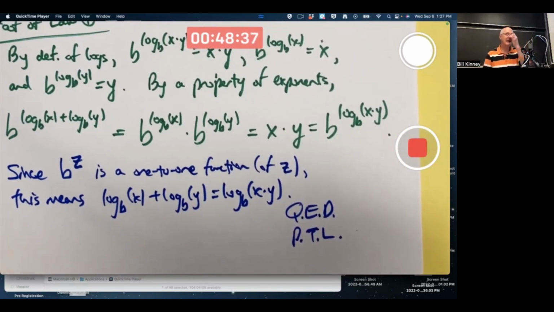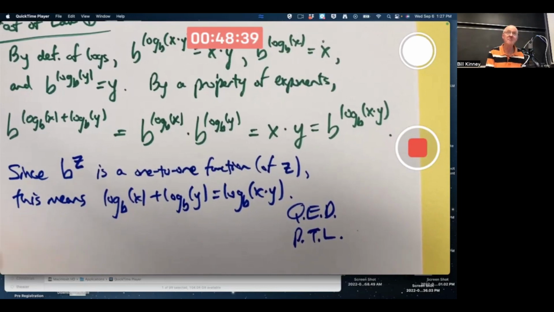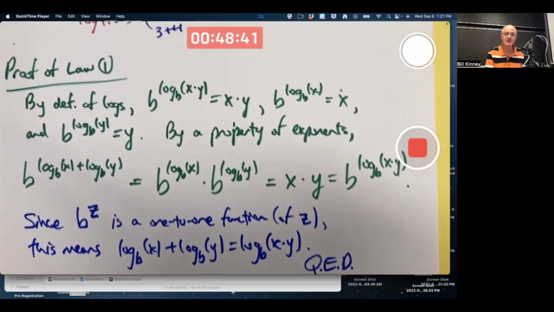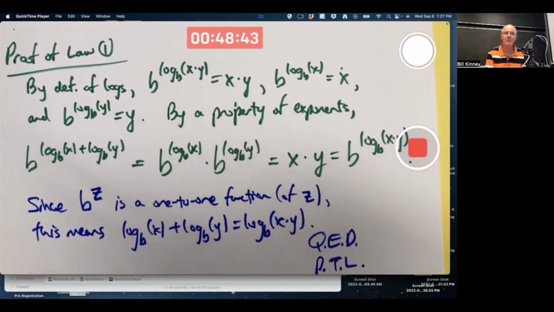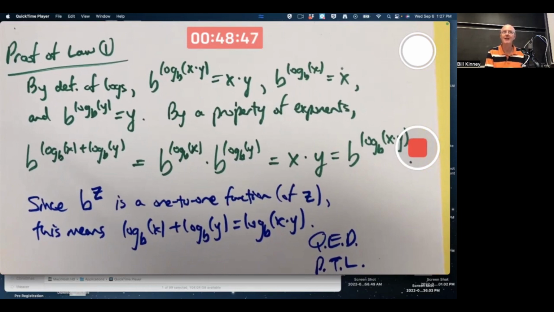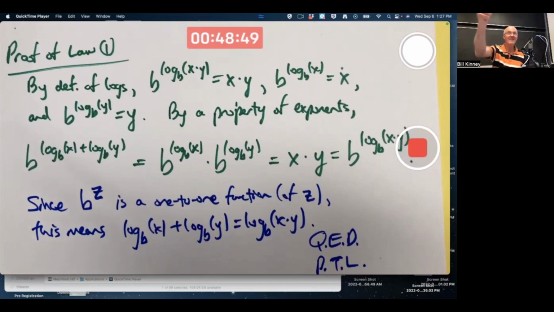Okay, got to have some sort of little celebration there. We did what we wanted to do. There is a proof of law number one. Mathematicians look at that and say, fun. Wasn't that cool? Other people say, yeah, not so fun.